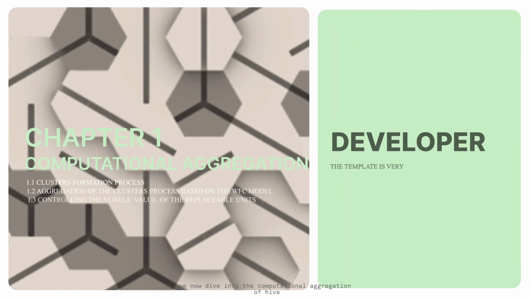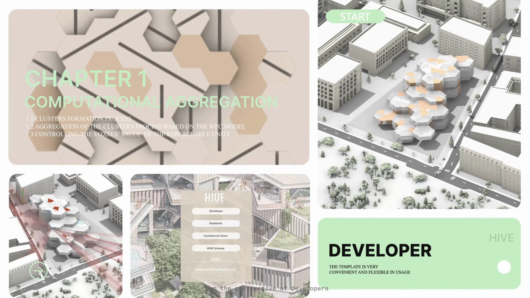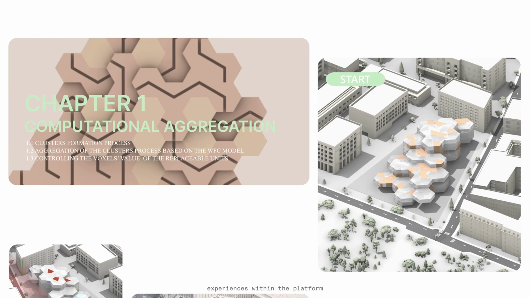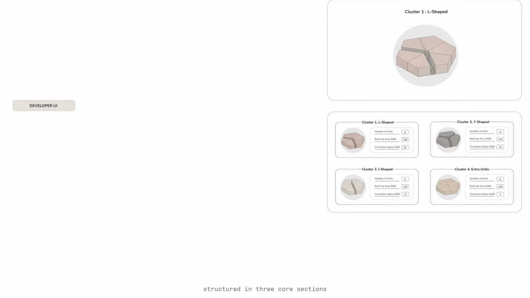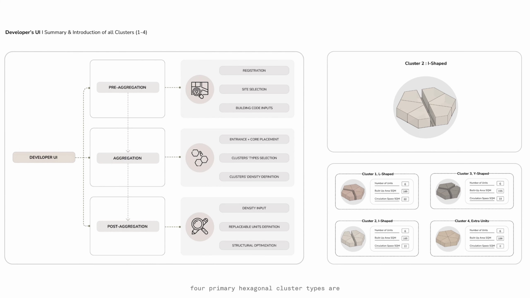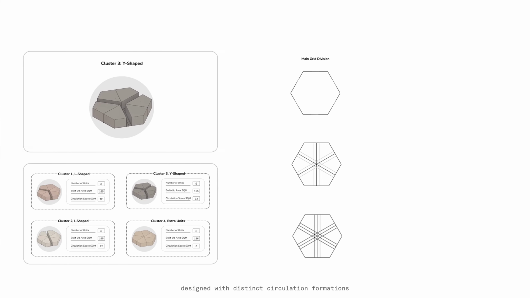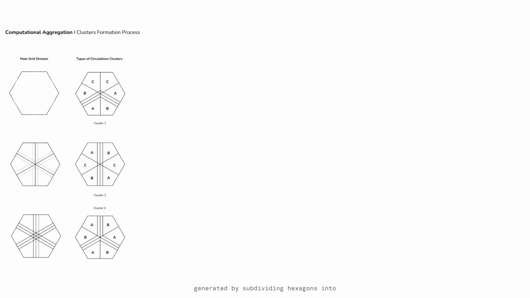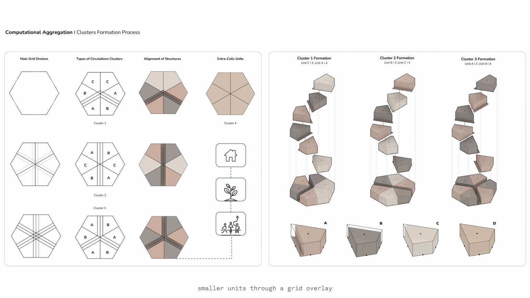We now dive into the computational aggregation of HIVE from the perspective of developers' experiences within the platform. Structured in 3 core sections centered on typologies development, 4 primary hexagonal cluster types are designed with distinct circulation formations. The cluster designs were generated by subdividing hexagons into smaller units through a grid overlay, leading to 3 main types.